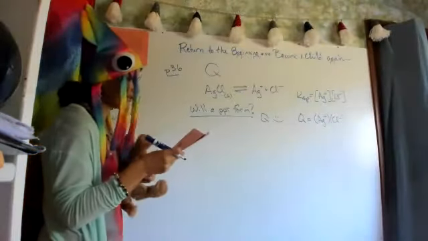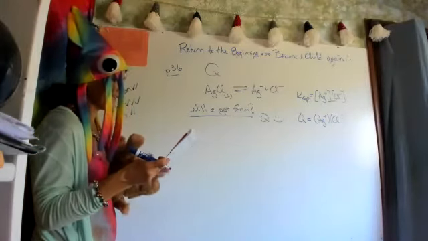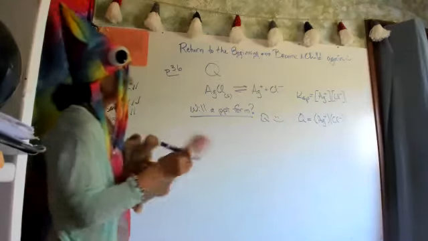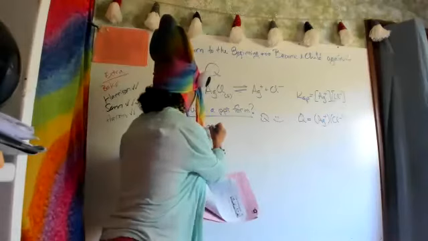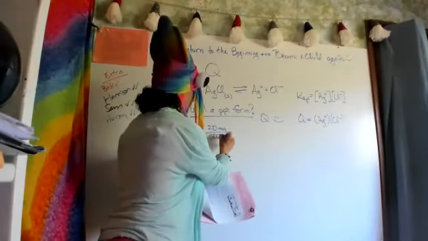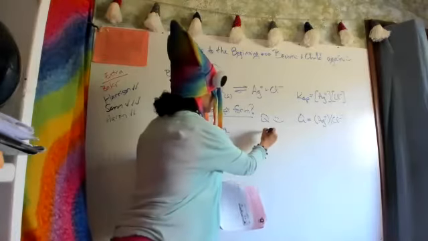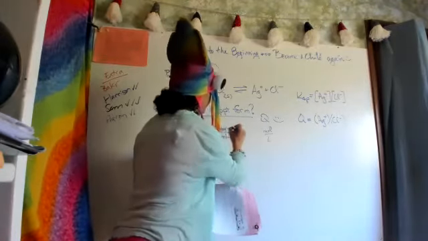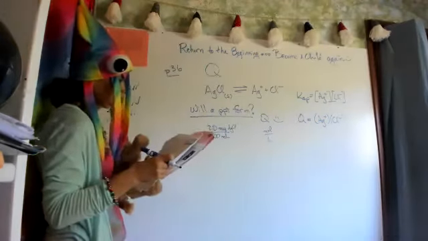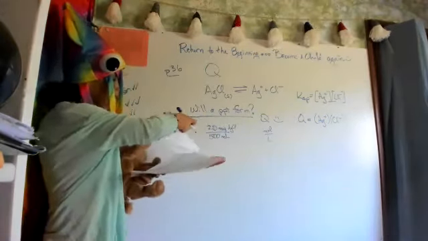And we can find the Q because I gave you a mass and I gave you a volume, right? 2 milligrams and 500. So go ahead and find your moles per liter. Well, I find mine.